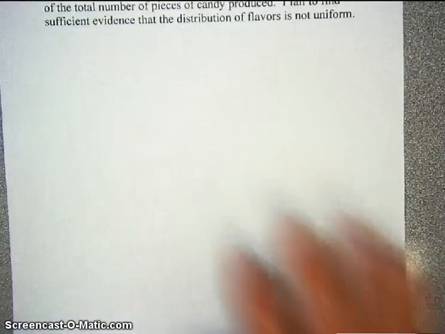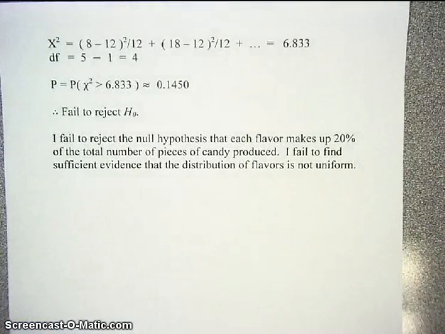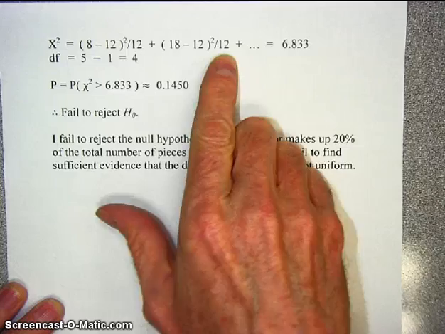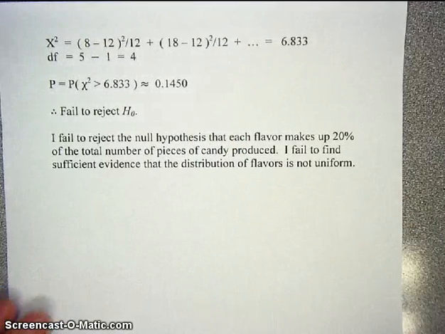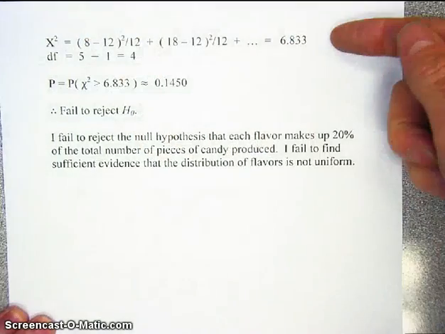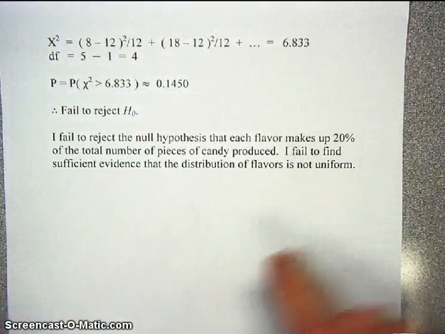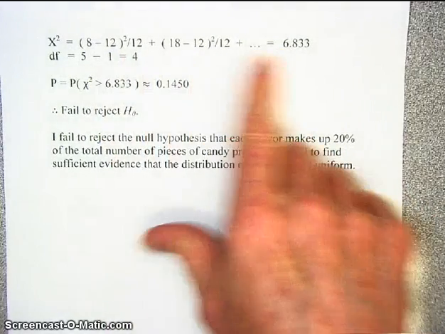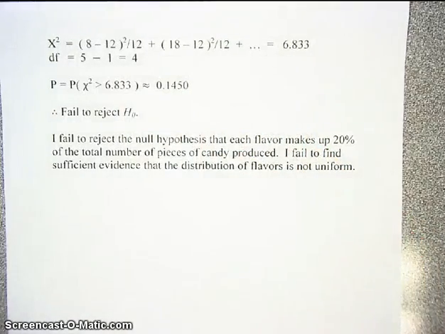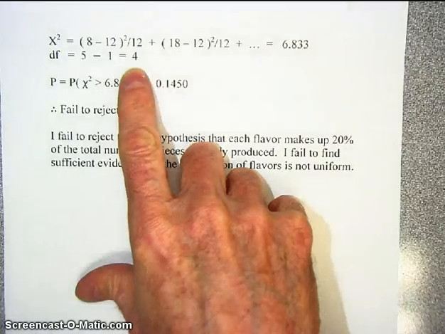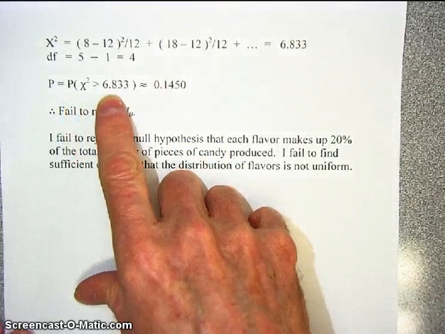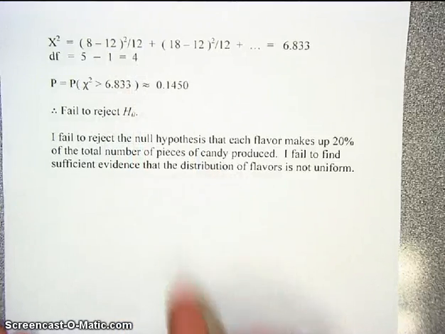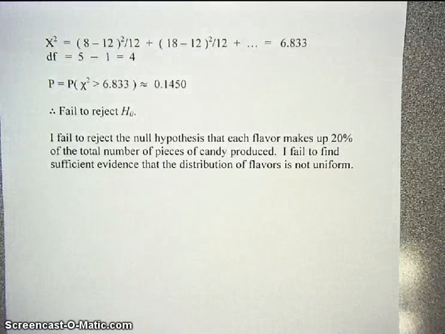When we calculate the chi-square statistic, (8 minus 12) squared divided by 12 plus (18 minus 12) squared divided by 12, etc., it adds up to 6.833. On your AP exam, if you have to produce a chi-square test, I would recommend that you at least write a couple of these to show how the components were calculated and then show the total. You might not necessarily have to write them all out. The degrees of freedom are 4. The probability that we're going to get a chi-square statistic greater than 6.833 with 4 degrees of freedom is about 0.1450, and in that situation we would fail to reject the null hypothesis.